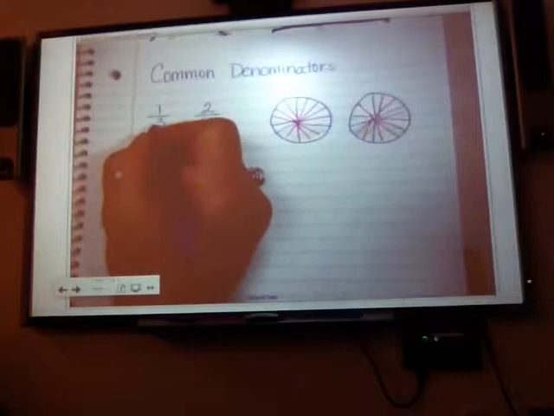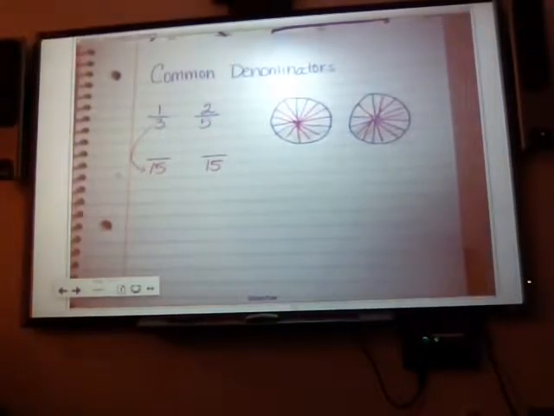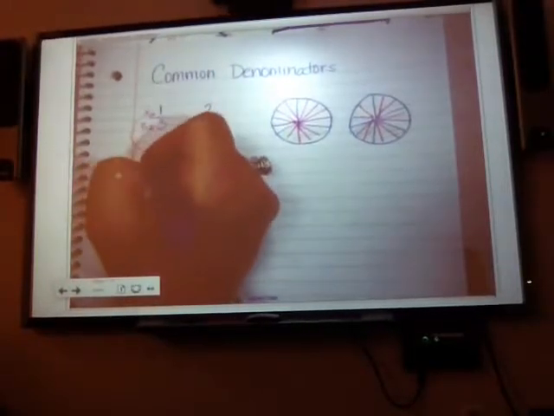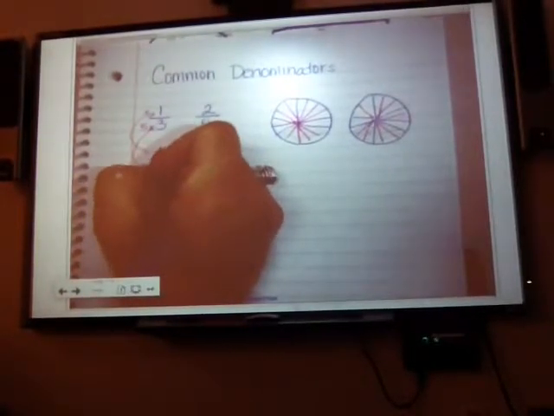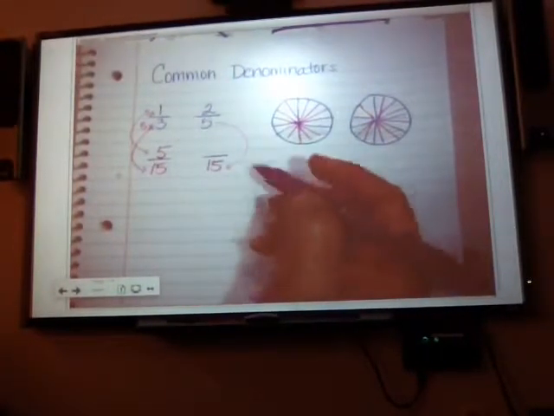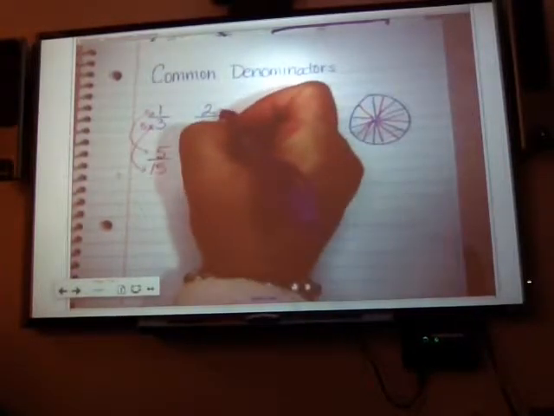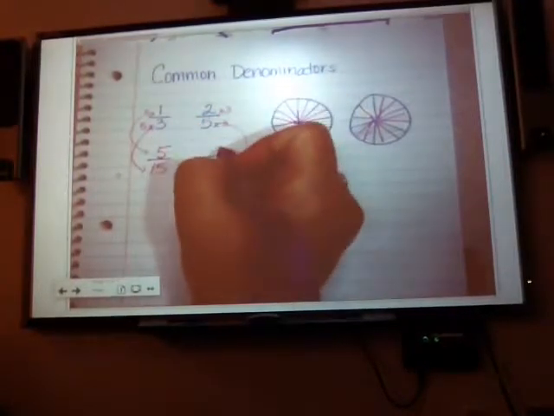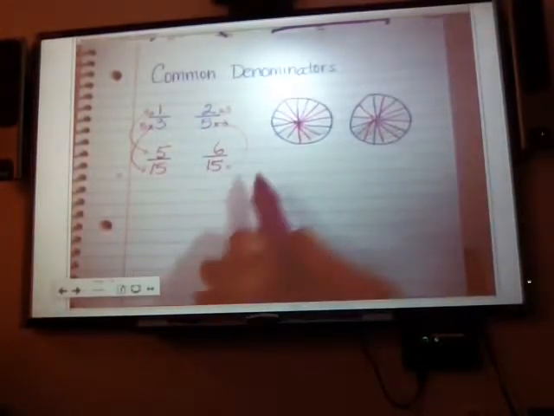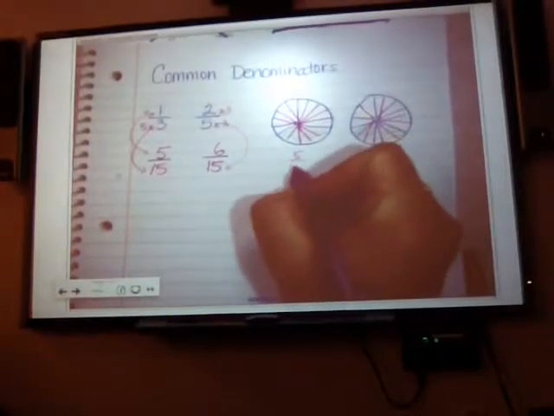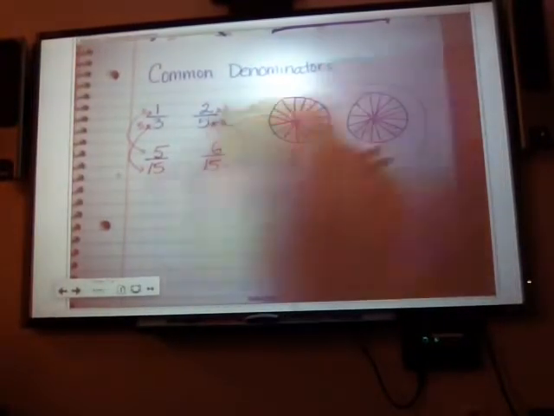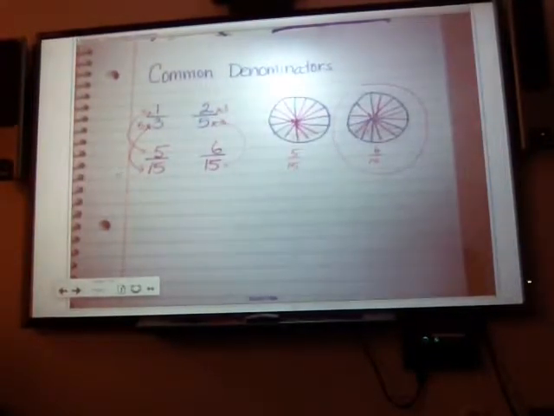Okay? What did I do from 3 to get to 5? Times 5. Whatever you do to the bottom, you must do the top. Therefore, 1 times 5 is 5. What did I do from 5 to 15? Times 3. Whatever you do to the bottom, you must do the top. 2 times 3 is 6. So 5 15ths, 6 15ths, we would say is larger, or we could say 2/5 was larger than 1/3.